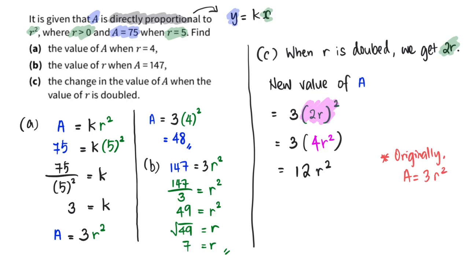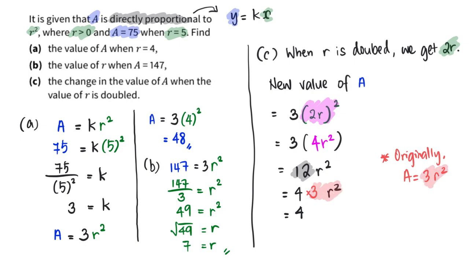So you will see Mr. Tan writing, don't write as 12 anymore. Mr. Tan will write this as 4 times 3. And there's still the R squared at the side. Why does Mr. Tan do that? Because Mr. Tan wants to isolate this part here.